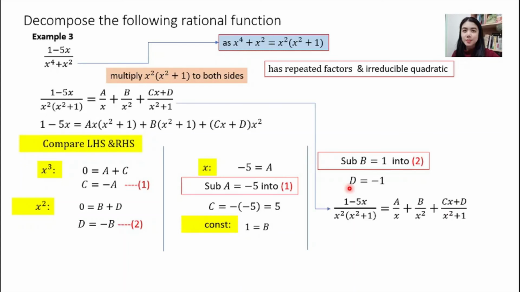So we recall what our partial fraction is. We have the partial fraction is this one. Where is your value of a? Your value of a is -5, and your value of b is 1. Your value of c is 5, and your value of d is -1. So do the substitution. This is the result of substitution. This is the partial fraction that we have.